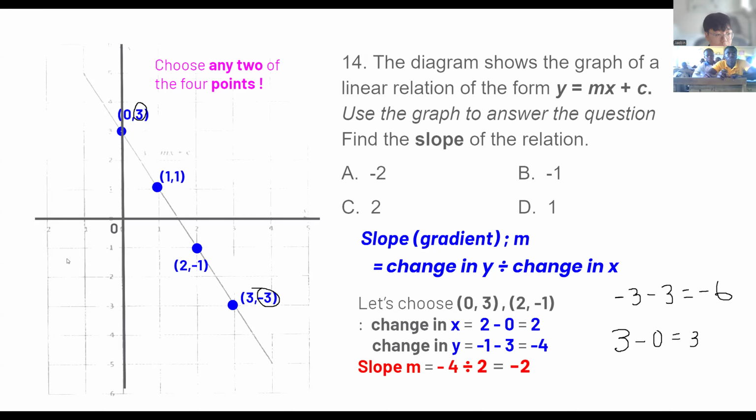So, can you solve the slope using (1, 1) and (2, -1)? Can you try that? These 2 points.